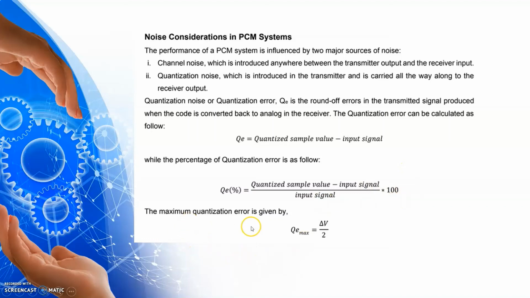The maximum quantization error is given by delta V over 2, where delta V is the difference of the levels. This will not be covered in your lab, but it will be covered next semester in basic communication systems.